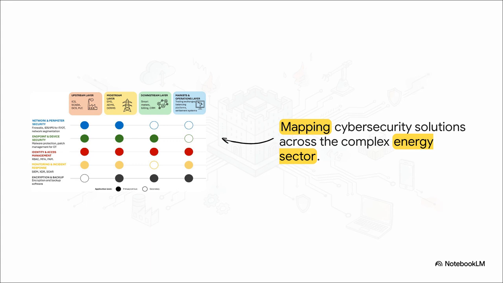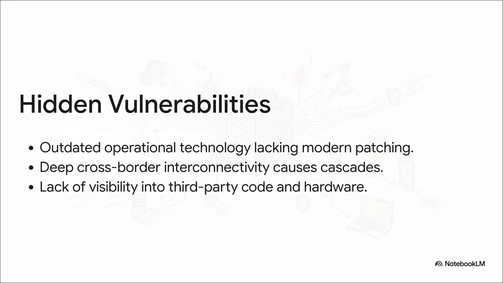You need to disaggregate the layers of your digital stack and locate the choke points where a single vendor failure could bring down your entire operation. Once you actually map your environment, the risks become incredibly clear and honestly a bit scary. You'll probably find outdated operational technology, like industrial systems still out there running Windows XP without modern patching.